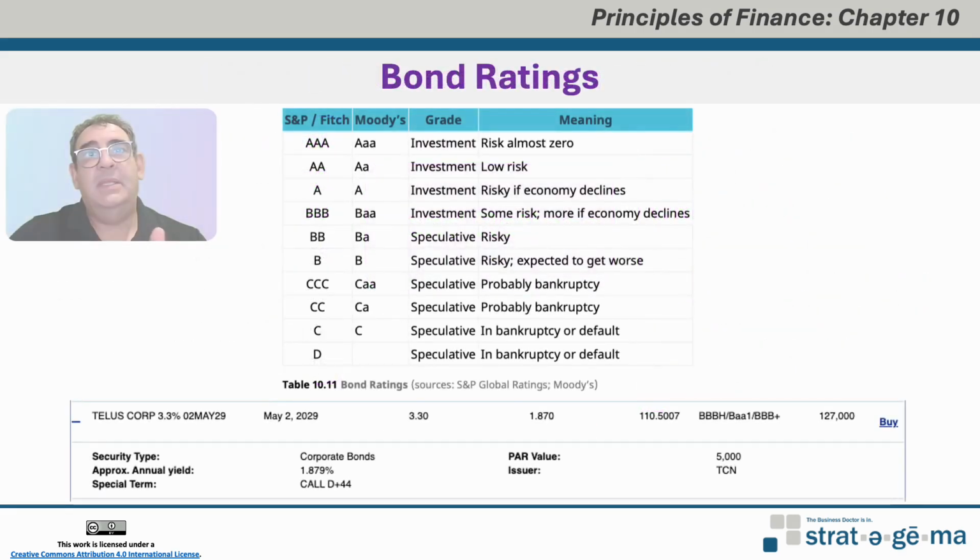So here's where we can see how they're similar. We can see they all have AAA ratings for almost zero risk. S&P and Fitch have triple B, whereas Moody's calls it a BAA. That's some risk and more risk if the economy declines. Double B versus BA, speculative, risky, etc. And as you move down the ladder, when you get to sort of C and D level bonds, those are often called junk bonds. It's not that they're junk. It's just simply that they become more speculative.